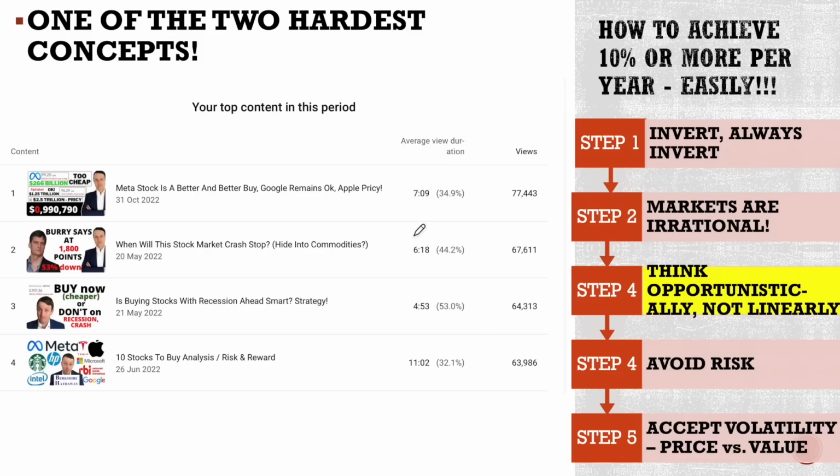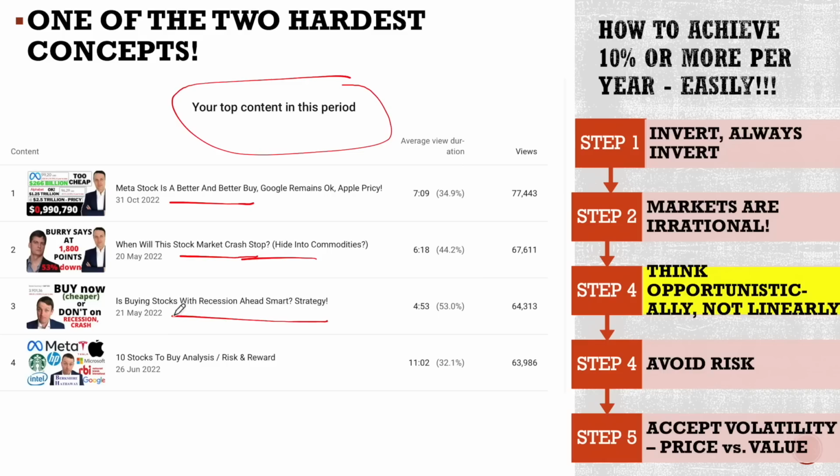If I just look at my best videos, top content for the last year, of course, Meta is a stock to buy. Will the stock market crash? Should we sell or not? Then strategy on how to buy, and then of course 10 stocks to buy. Those are usually the best videos.